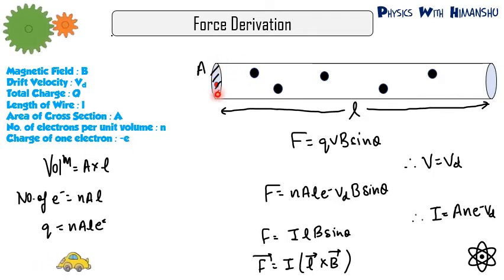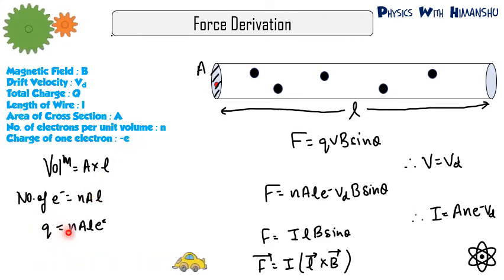So for this wire, the area of cross section is A, length is L, so the volume will be A into L, area into height. Now n is the number of electrons per unit volume. So in unit volume, the number of electrons is n. But our volume is A into L. So the number of electrons will be n into A into L, because n is the number of electrons per unit volume. So in 1 meter cube, the number of electrons is n. So in A into L, the number of electrons will be nAL. And the charge of one electron is minus e. So the total charge will be nALe with a minus sign, because the number of electrons is nAL and the charge of one electron is minus e.